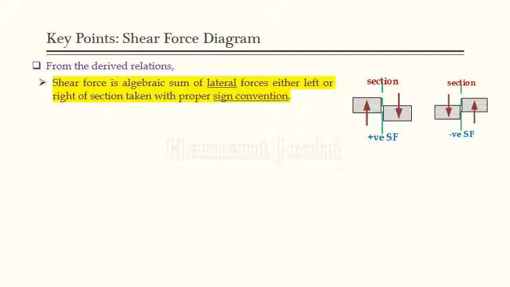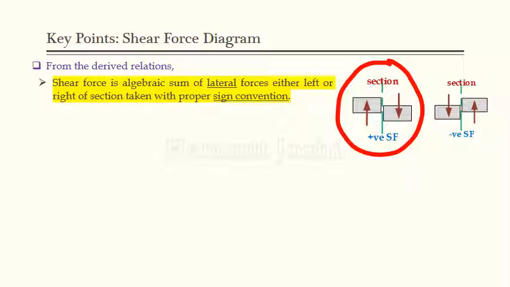This is the sign convention we are going to consider for shear force. If I take a section, this green line gives you the section. If I take the section's left part, then upward is positive and downward is negative. And if you are going to consider the section's right part, then downward is positive and upward is negative. But I would suggest you remember one simple form, this one: section's left upward, and section's right downward.